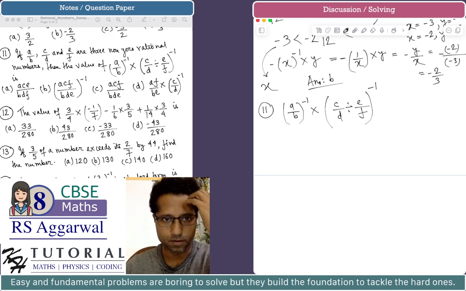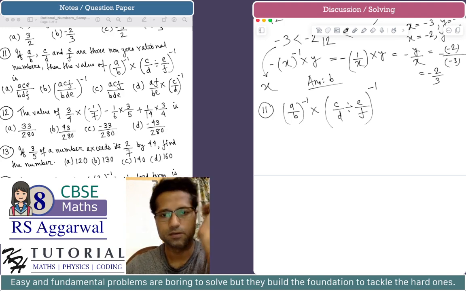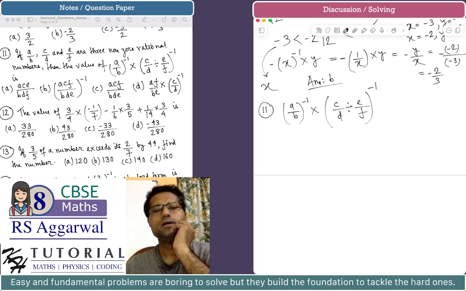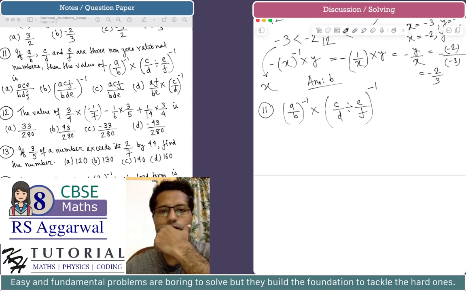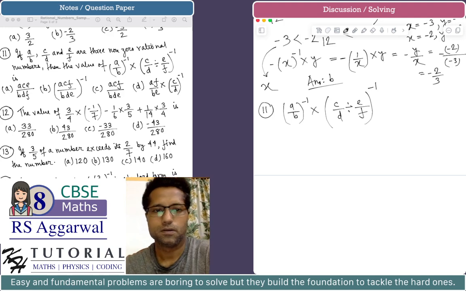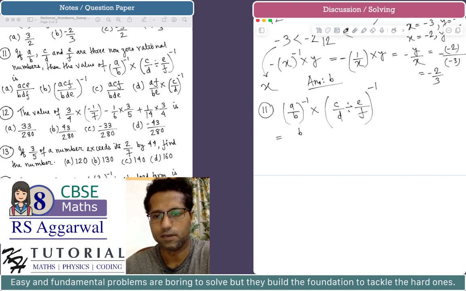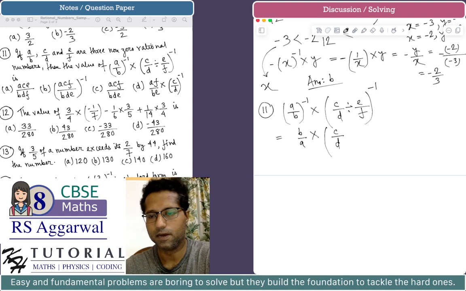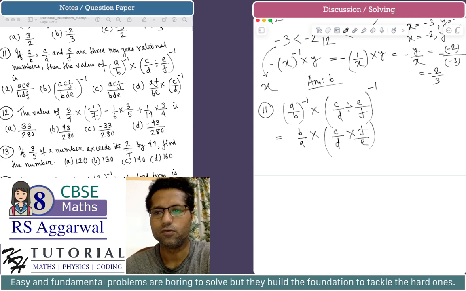Whenever you solve a problem, always see the choices, what the choices are, and try to see in what form they are given. Accordingly, you simplify the given expression. Now, the reciprocal of A by B is B by A. So it is B by A multiplied by what is C by D divided by E by F? It is C by D multiplied by the reciprocal of E by F, that is F by E, and we have the whole reciprocal.